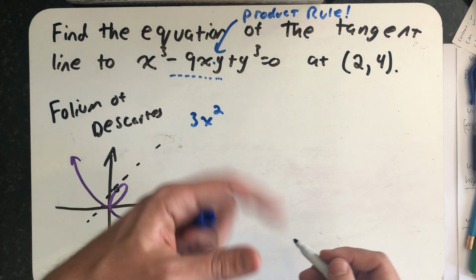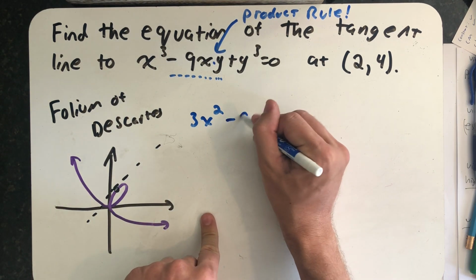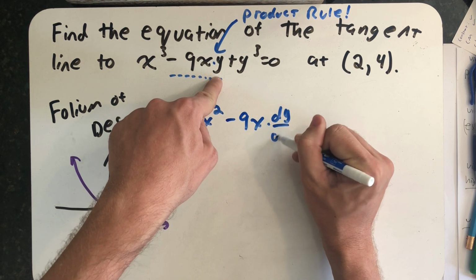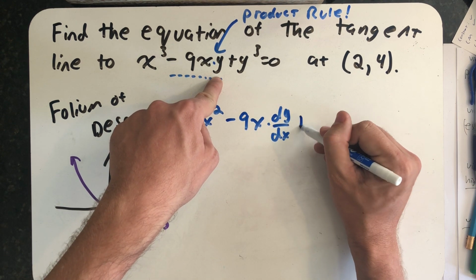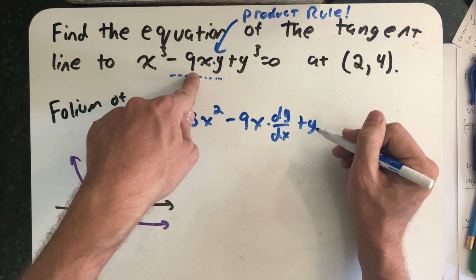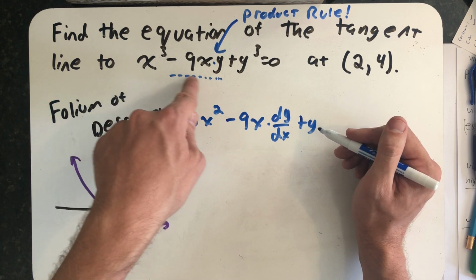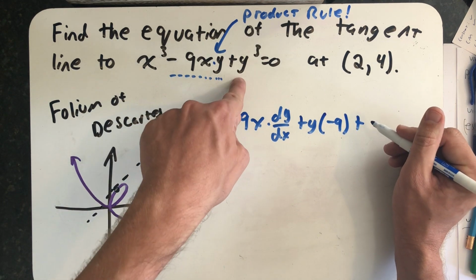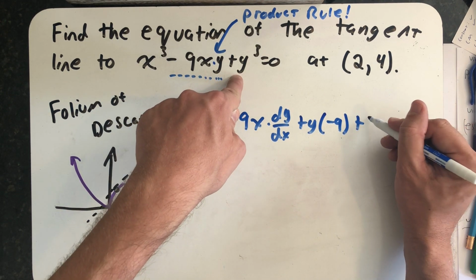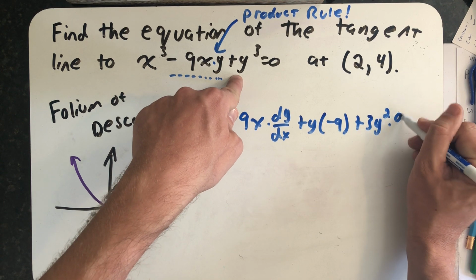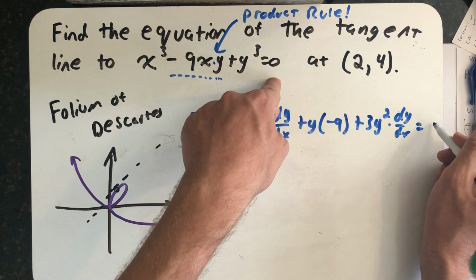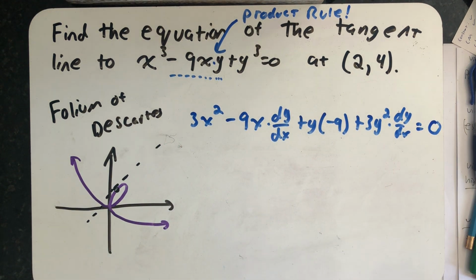All right, so the first function, minus 9x, times the derivative of the second, the derivative of y is dy/dx, plus the second times the derivative of the first, the derivative of minus 9x is minus 9, plus the derivative of y cubed is 3y squared times dy/dx. And finally, the derivative of 0 is 0.